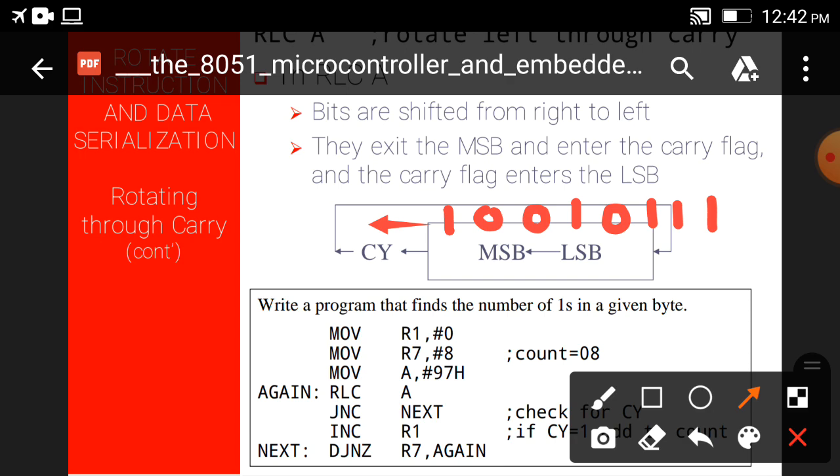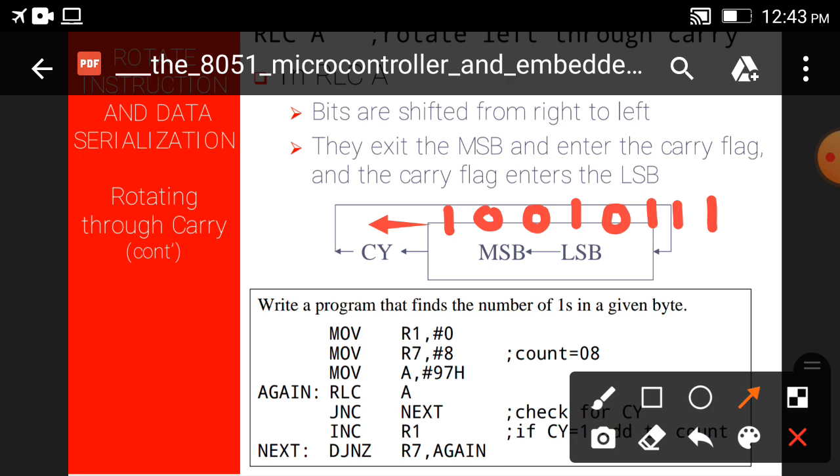So, rotate left with carry A. With this instruction, the one value will get shifted towards the carry, and initially the carry flag we are considering as 0. So that 0 will take the position of LSB. Now the next instruction is jump if no carry. If the carry bit is not set, then it will directly go to the next label, and on the next label it is written DJNZ R7, again. It means decrement, jump if not 0.